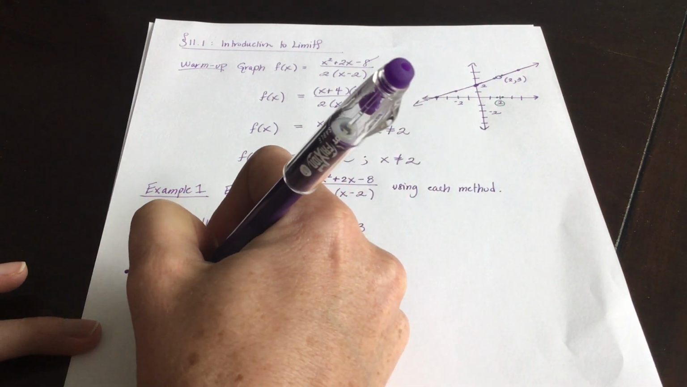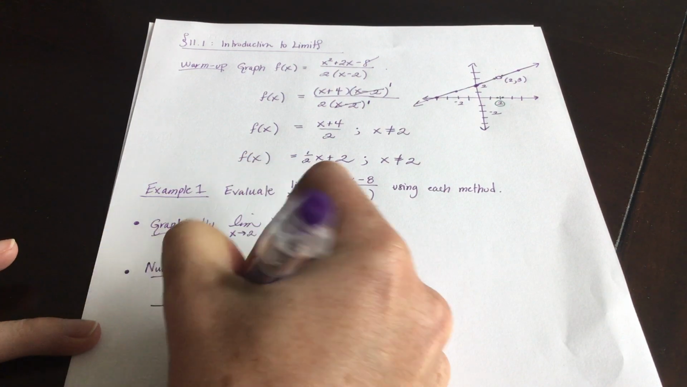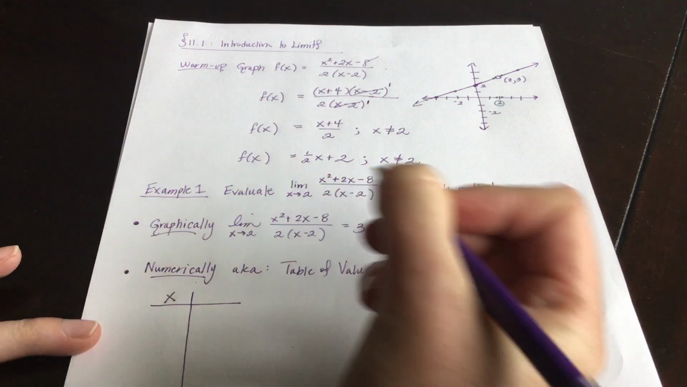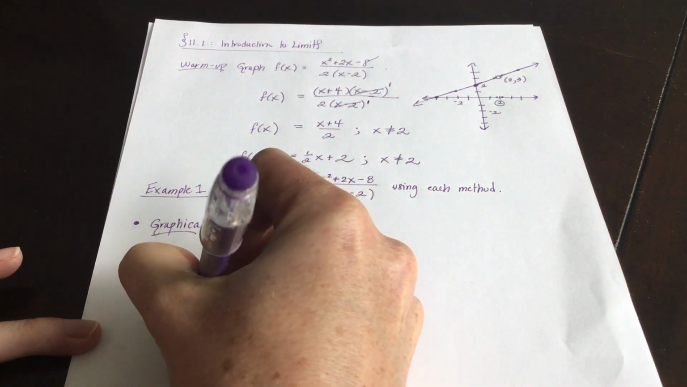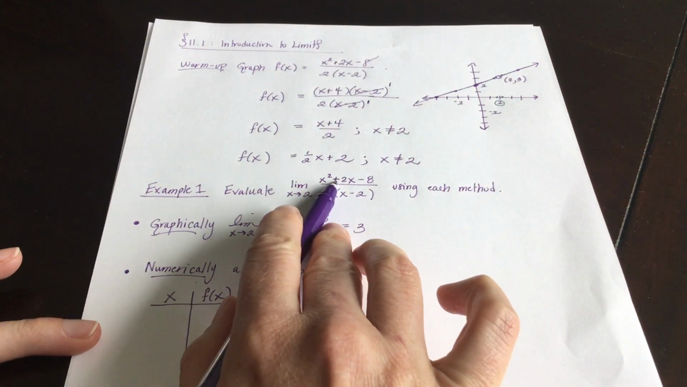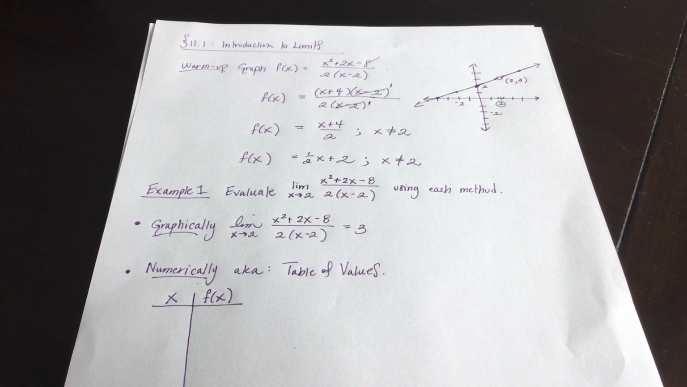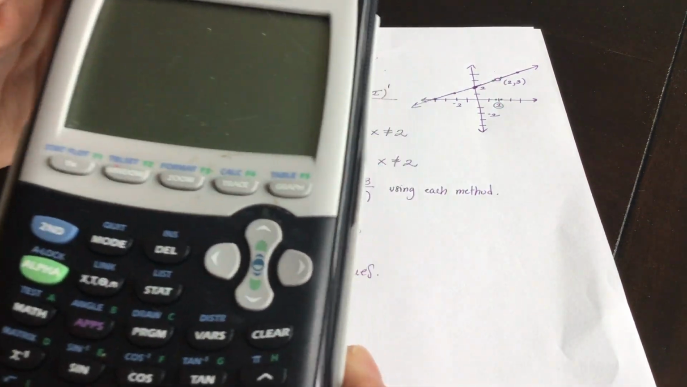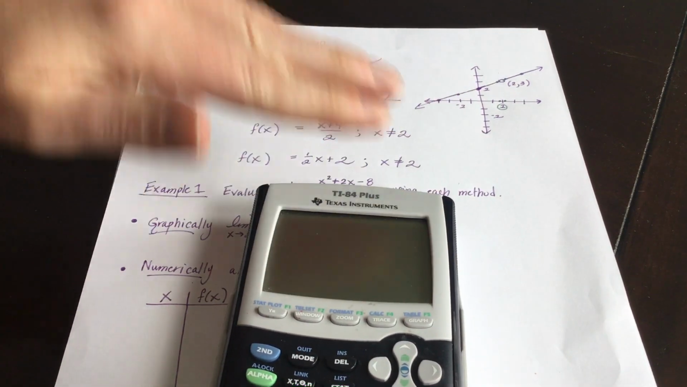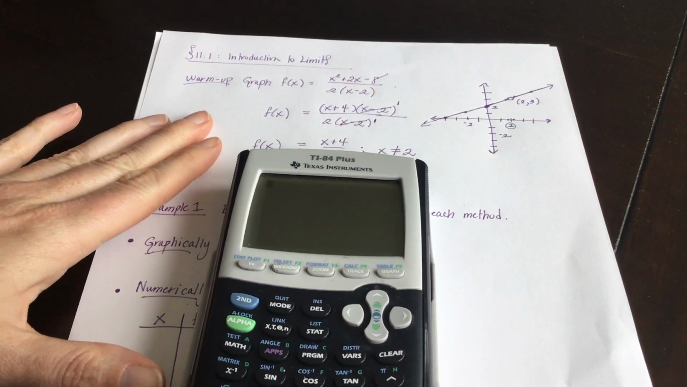So here's what we're going to do. We're going to make a t-table, and we are going to plug in strategically chosen x values into our function rule. To get ready for that, grab your calculator, blow the dust and possibly cat hair off of it. Anyway, here's what we're going to do.